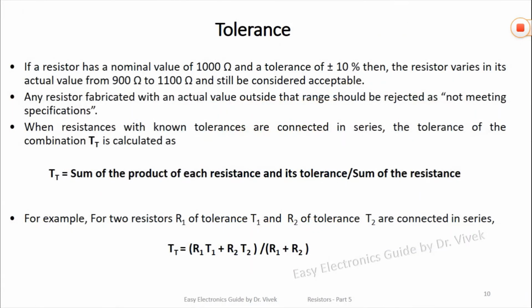If a resistor has a nominal value of 1000 ohm and a tolerance of 10%, then the resistor varies in its actual value from 900 ohm to 1100 ohm and is still considered acceptable. Any resistor fabricated with an actual value outside that range should be rejected as not meeting specifications.